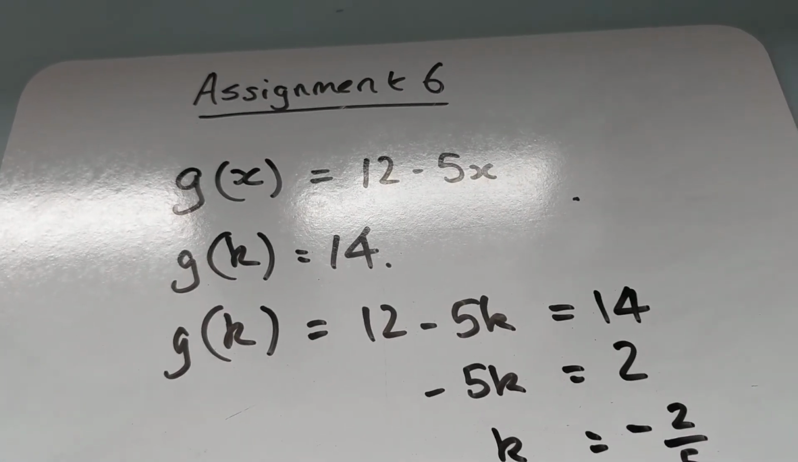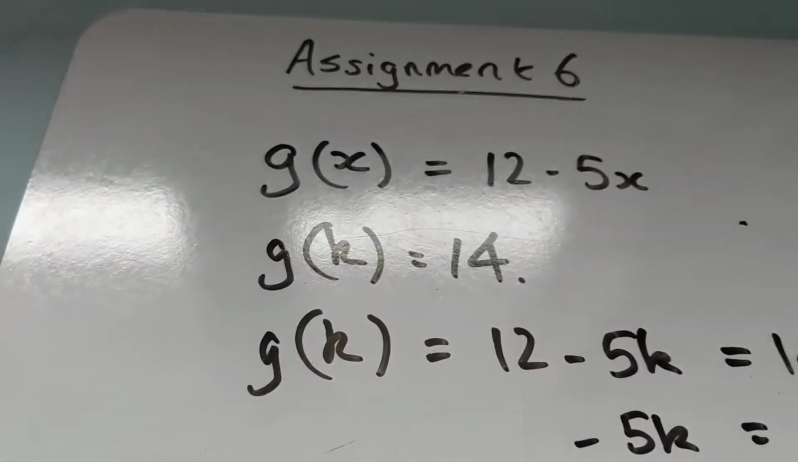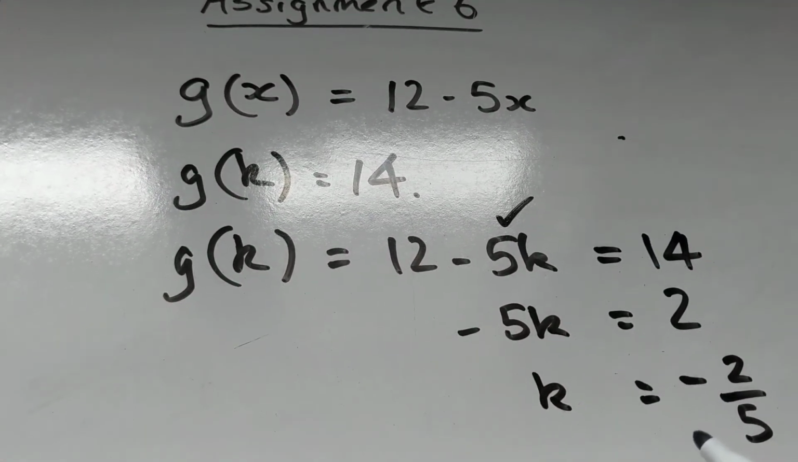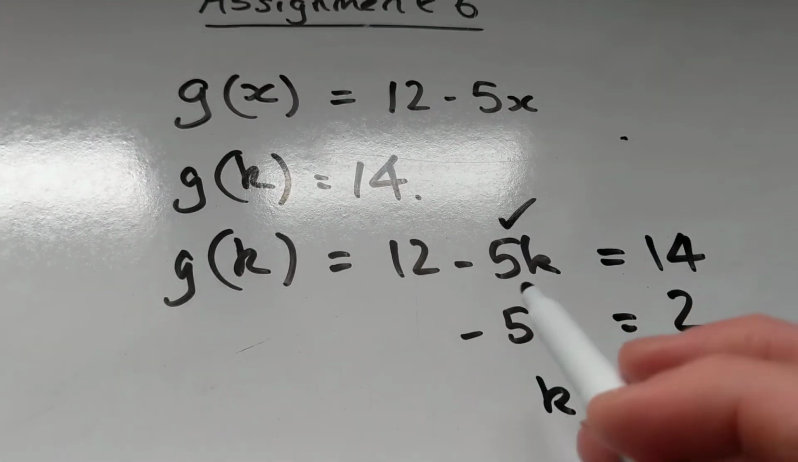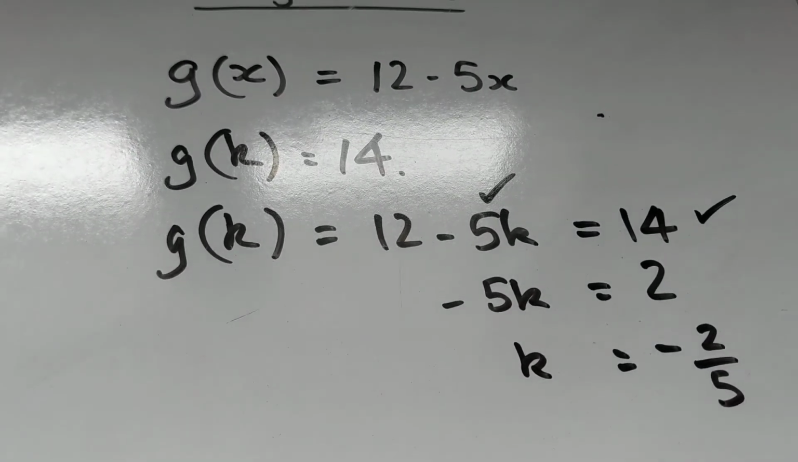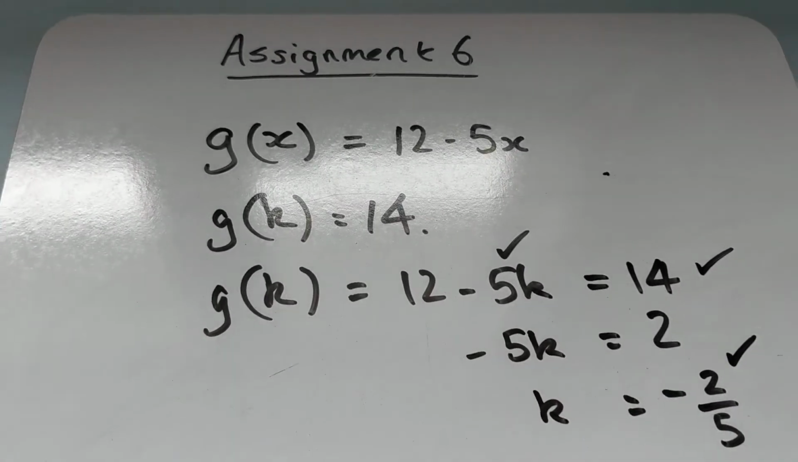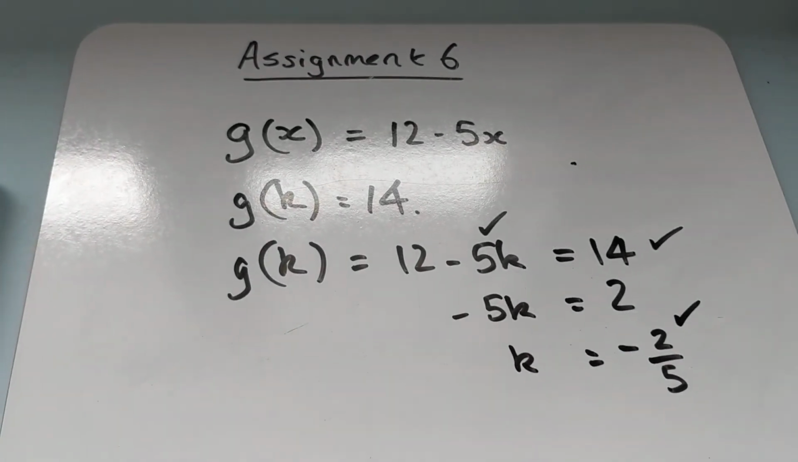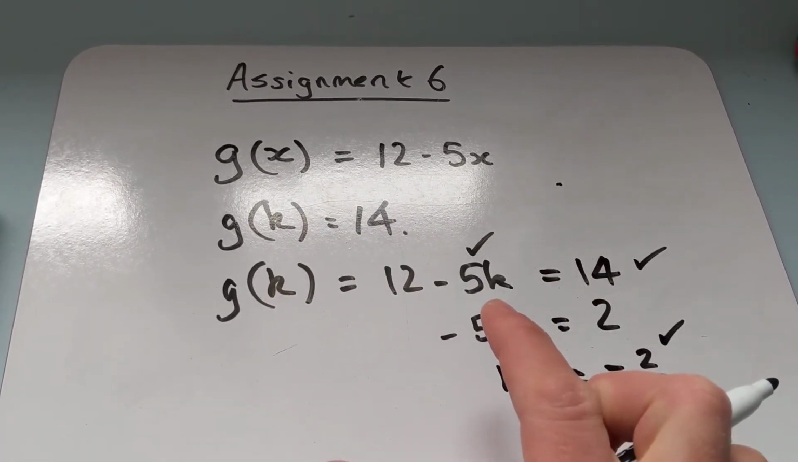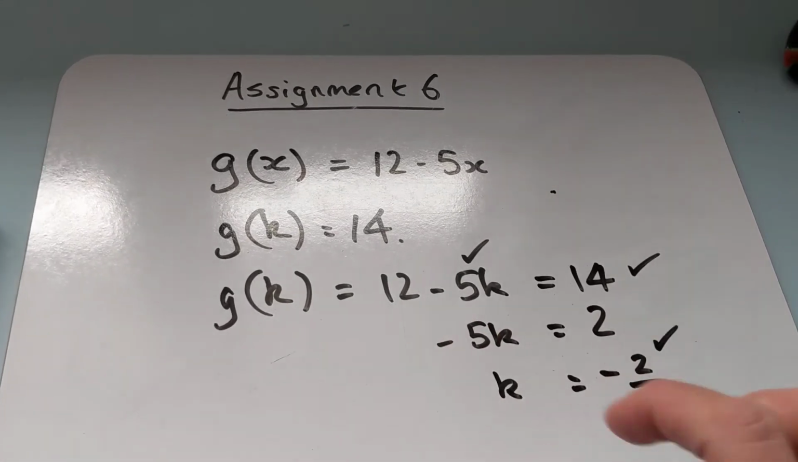Okay, so that was question 8b. And that was worth another 3 marks. 1 for setting out g(k) equals 12 minus 5k. So having the k involved gets you a mark. Making equal to 14 gets you the second mark, and solving it gets you the third mark. So it's important to understand whatever goes into the function affects what comes out. And if you're told what it equals, then you can set up an equation and solve it.